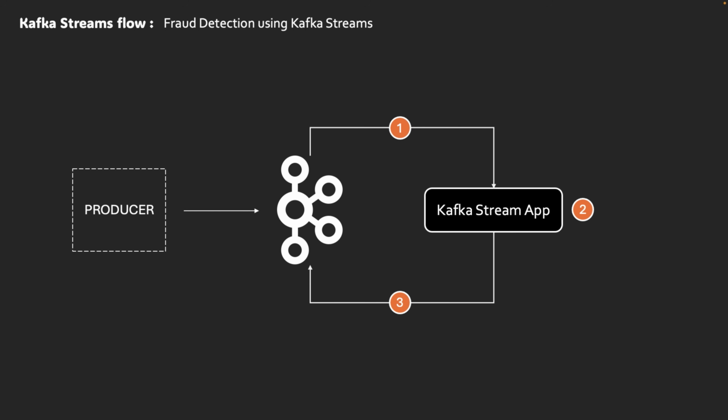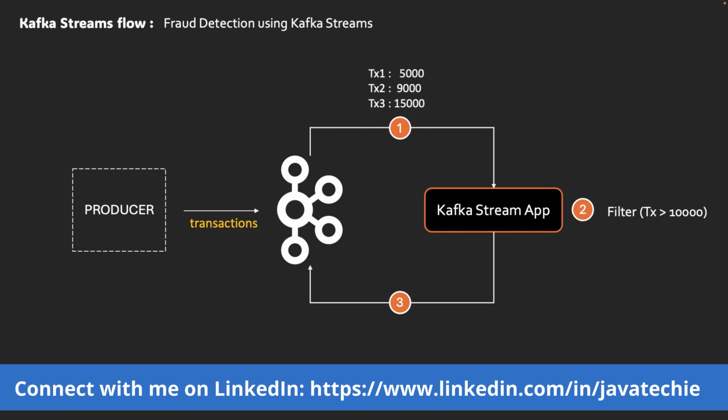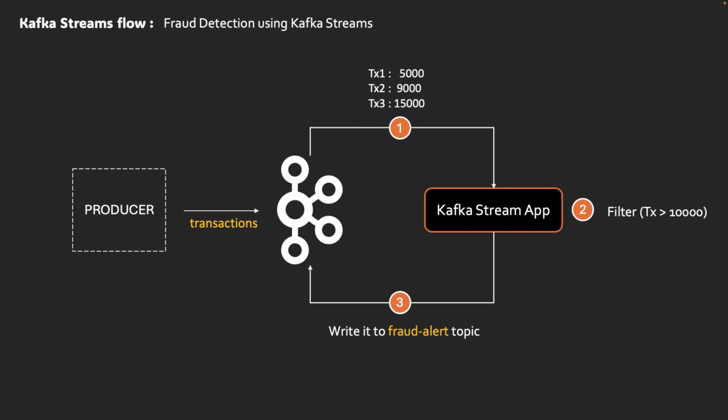Now the question here, how do we design this? It's actually pretty simple. Let me walk you through how we can build this flow using Kafka Stream approach. Okay, let's say your producer application is sending a continuous stream of transaction events to a Kafka topic called transactions. Now our Kafka Stream application comes into the picture. What it does, it reads those transaction events from the transactions topic, then it filters out any transaction where the amount is greater than 10,000, and finally it writes those filtered suspicious transactions to another topic called fraud alert.